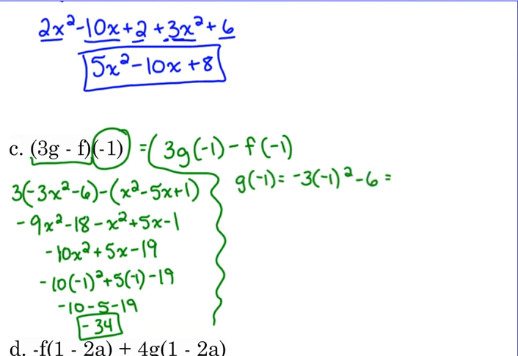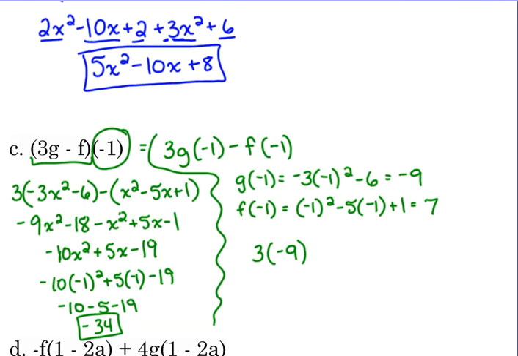So we get -3 minus 6, -9. F of -1, so plug in -1 into the f of x function. So +1 plus 5 plus 1, so 7. And then we take 3 times our g answer and we subtract our f answer, and look what we get. We get the exact same number.